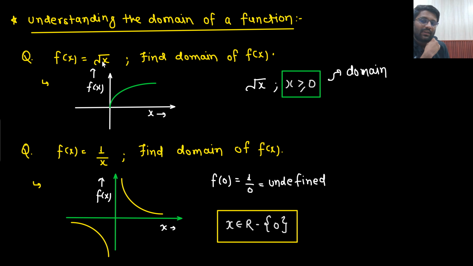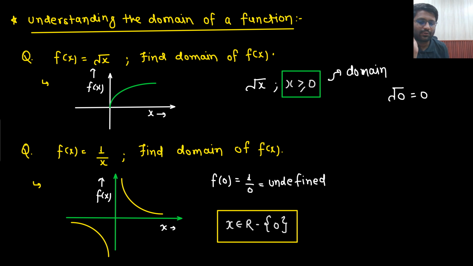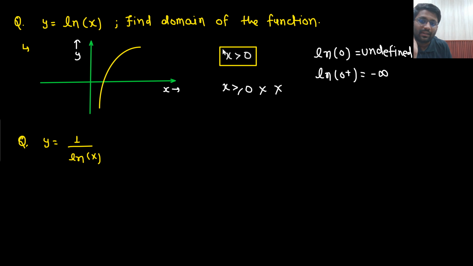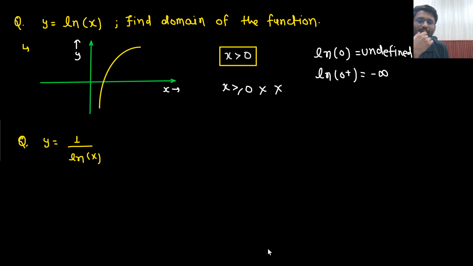Here what was the scenario? Greater than or equal to 0. Under root x greater than or equal to 0, because under root 0 is also defined, that is equal to 0 only. But ln 0 is undefined. Is that clear? So here greater than or equal to 0, but for the ln case it is greater than 0, and here it was x cannot be equal to 0. What about this? Think about it.